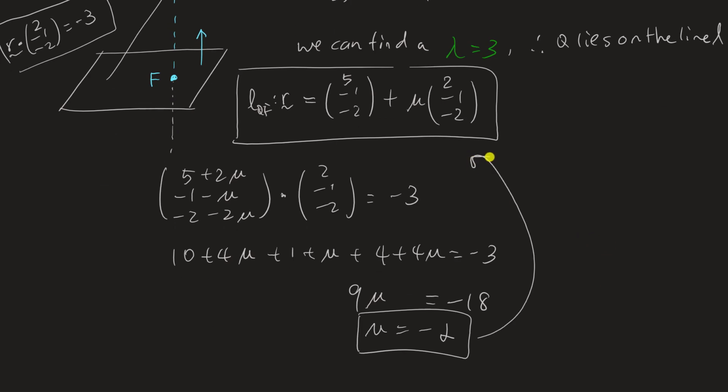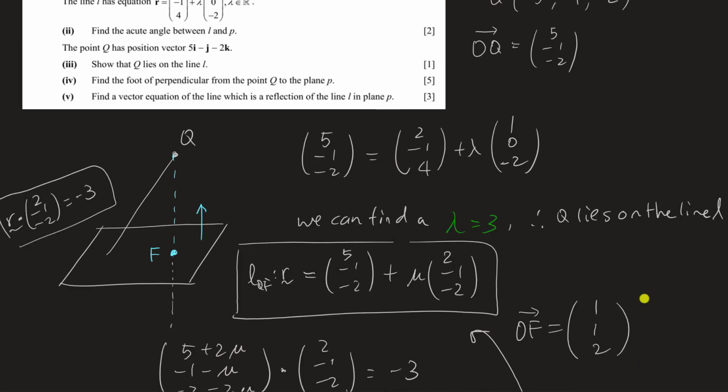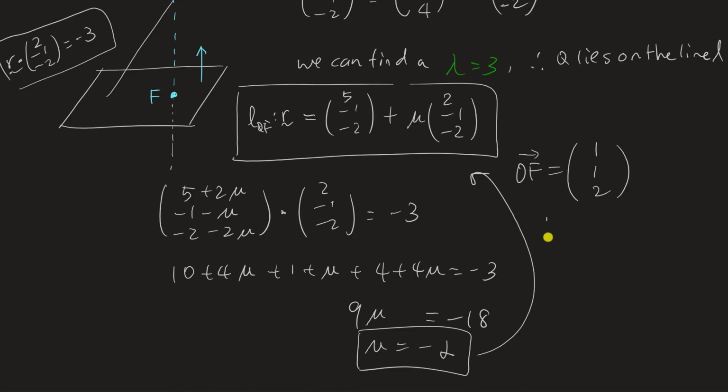So let's push this back in and we find OF is equal to 5 plus negative 4, 1. Negative 1 plus positive 2, 1. Negative 2 plus negative 2 times negative 2, 2. So the answer for OF is (1, 1, 2). Because it's pretty ambiguous, we don't know whether we want the coordinates or the vector OF, it's good to write 2. So you can write F is (1, 1, 2). This shows the coordinate and this shows the vector.